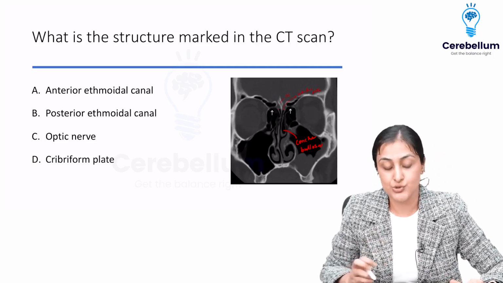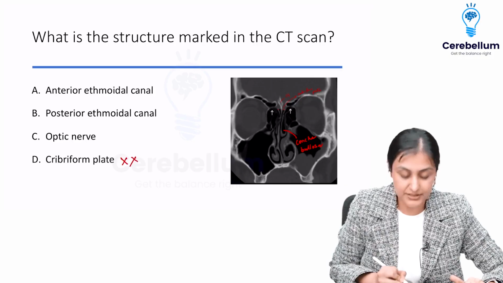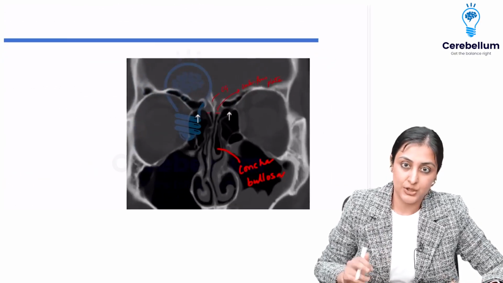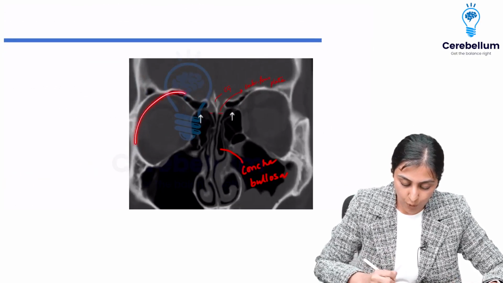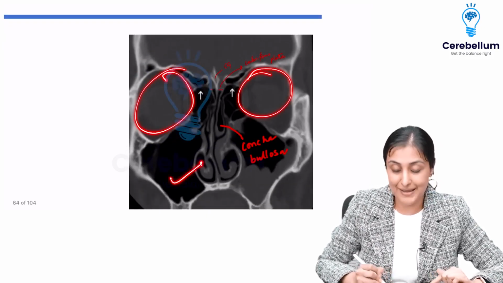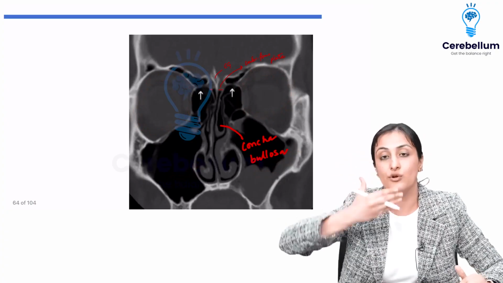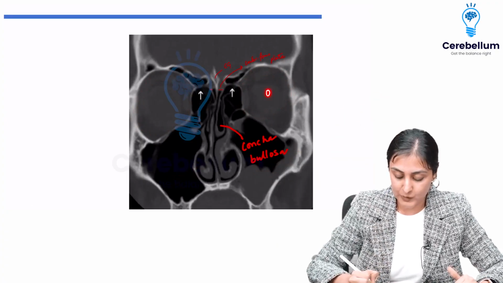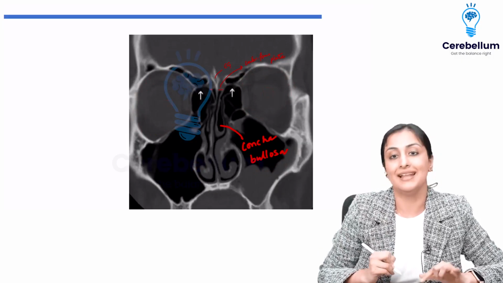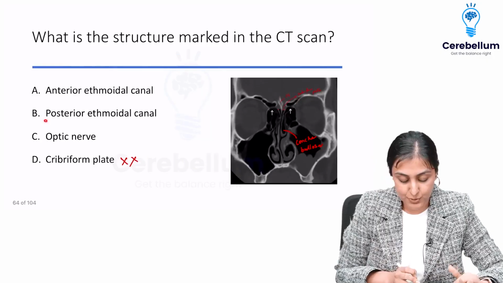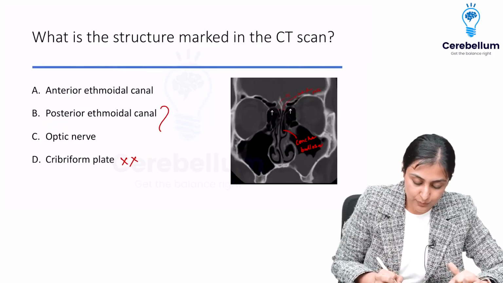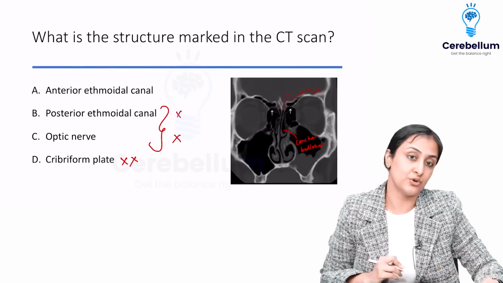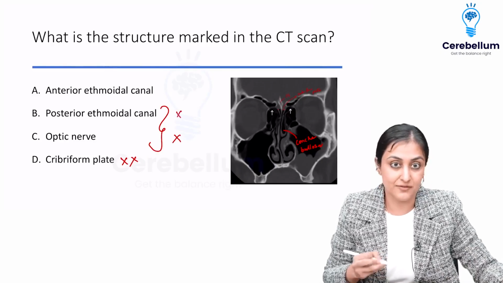Now my question to you is, are we anterior or are we posterior? You can see the complete orbit here. You can see the maxillary sinuses. All of these are anterior structures. If I go behind, I'm going to see the optic nerve, and that is where you will have the posterior ethmoidal canal. So both of these can also be ruled out, that it's not posterior, we are anterior.